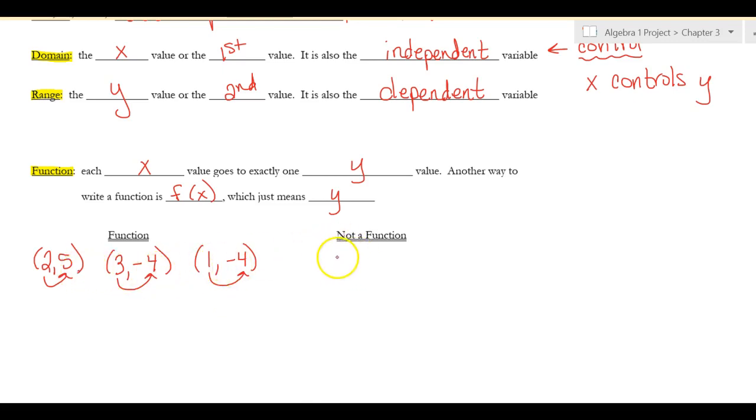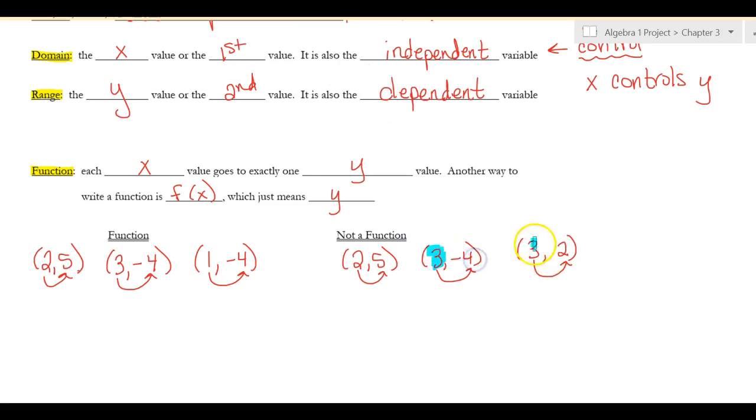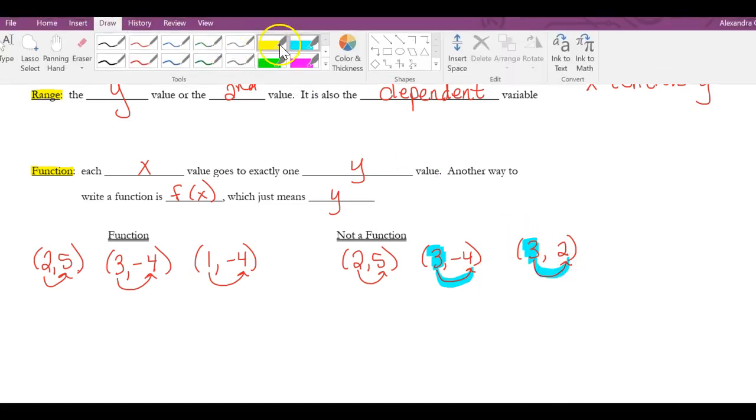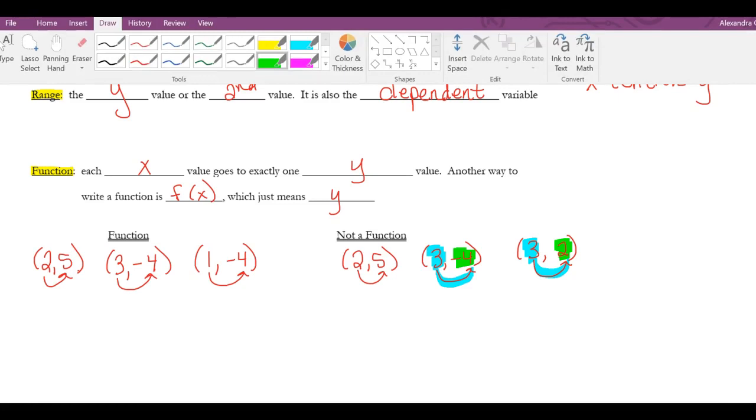So let me show you an example that wouldn't work. So 2 will go to 5. 3 will go to -4. But now let's say 3 goes to 2. This is where the issue comes into play. I have the same x value, 3 and 3, but they are paired with two different numbers. And you cannot go to two places at the same time because the second number is different for each of them. That is what makes it not a function.